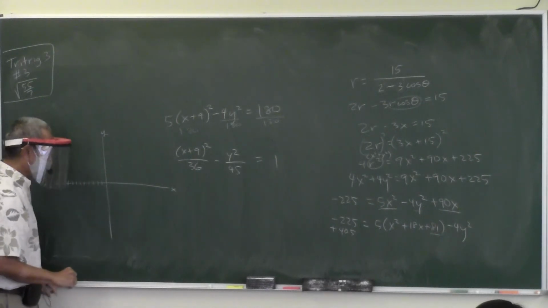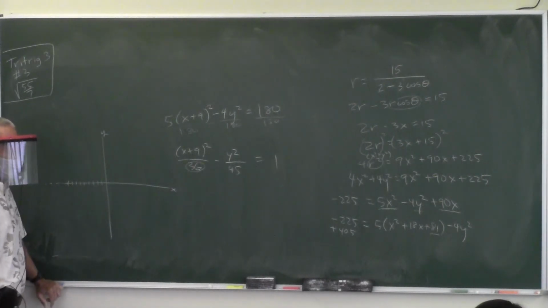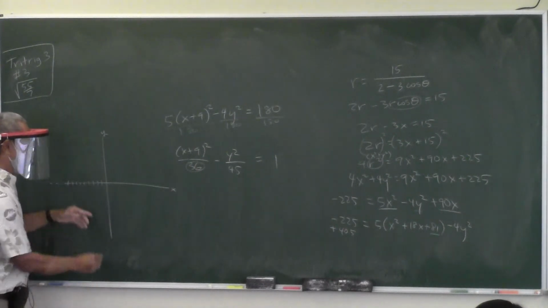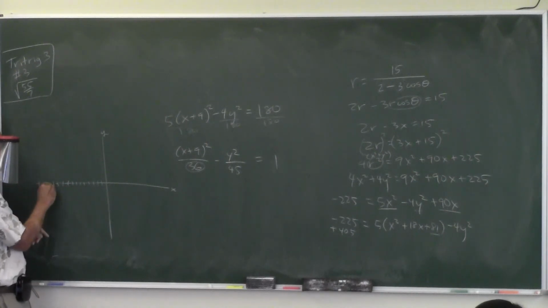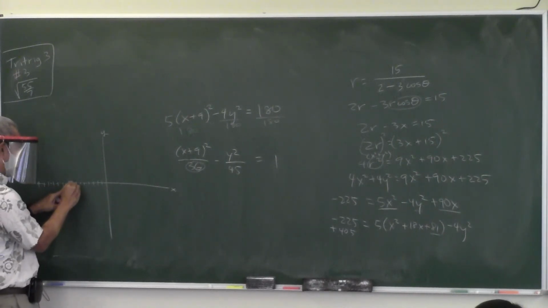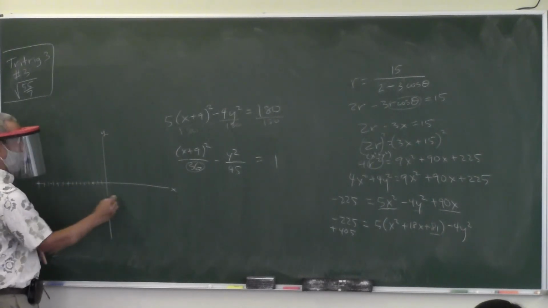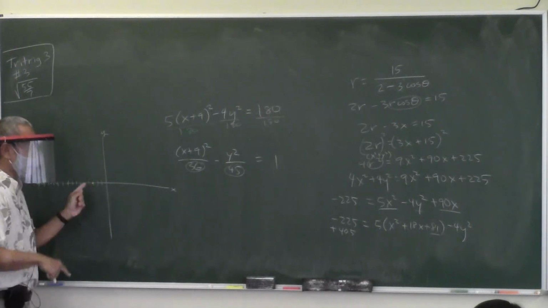Now, the square root of that number, 36, what does that tell you? That's how much you go left and right from the center, because it's under the x, right? X is left and right, y is up and down. So from here, you go 6 to the left, and then 6 to the right. Now, the square root of the other number tells you how much to go up and down from the center.